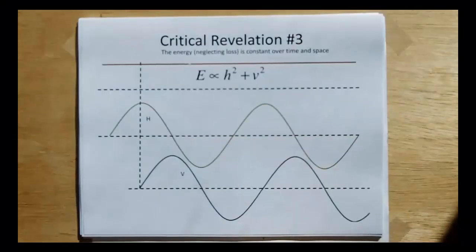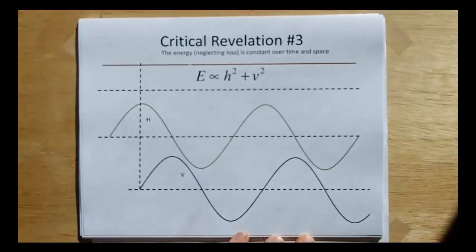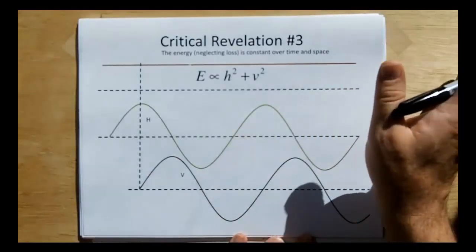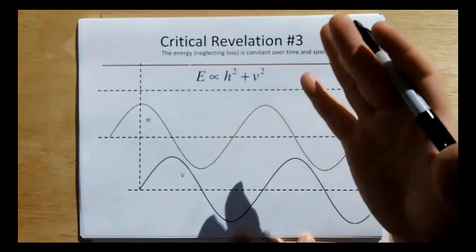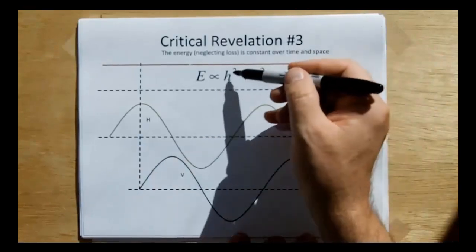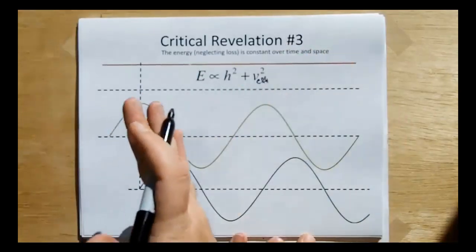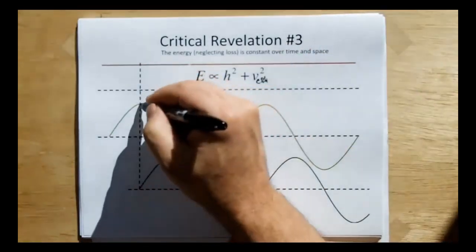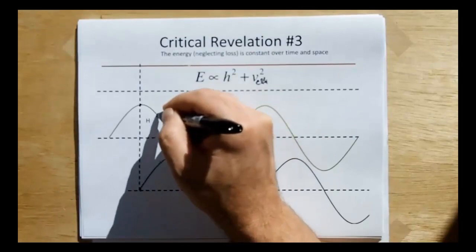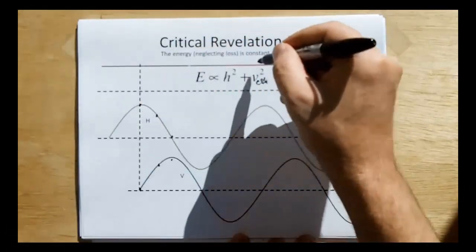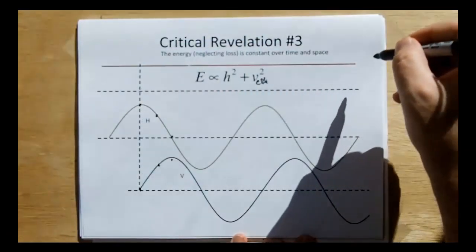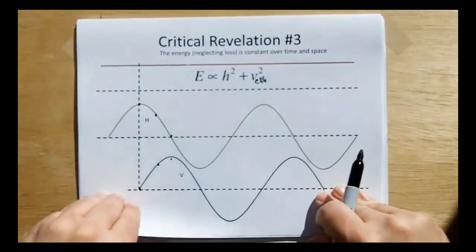In critical revelation 3, the energy, neglecting loss, is constant over time and space. And we're neglecting losses right now. So the energy is the height and the effective velocity squared. If you just take this squared plus 0, this squared plus 0, this squared plus this squared, you end up with constant energy or power or whatever you want to call it as the wave propagates.